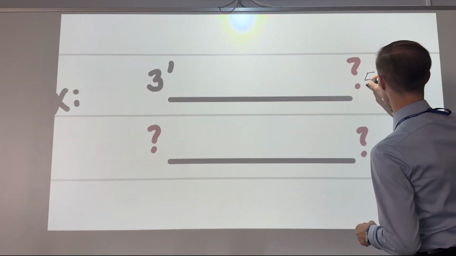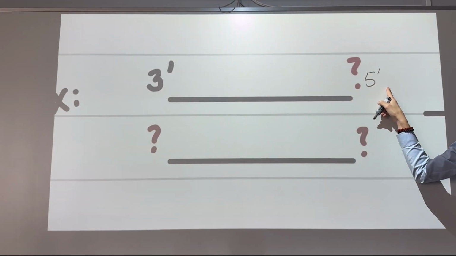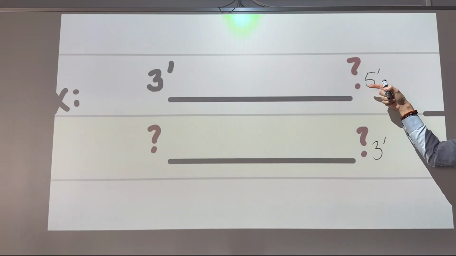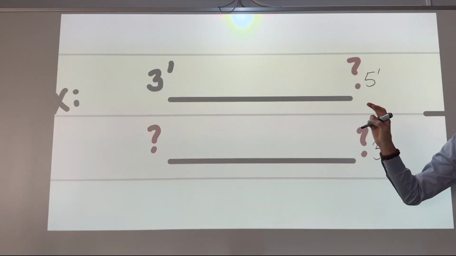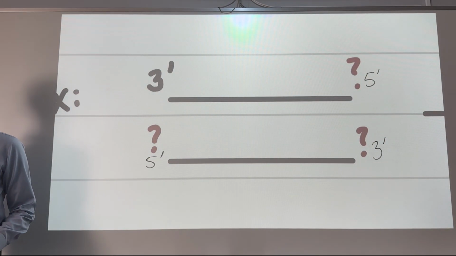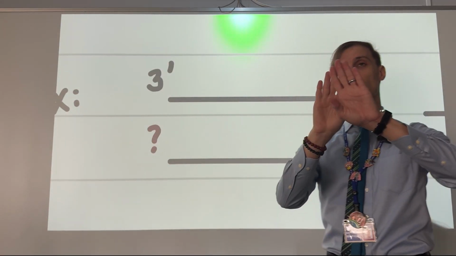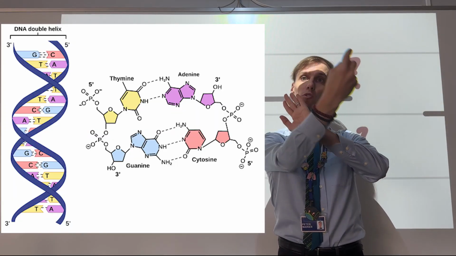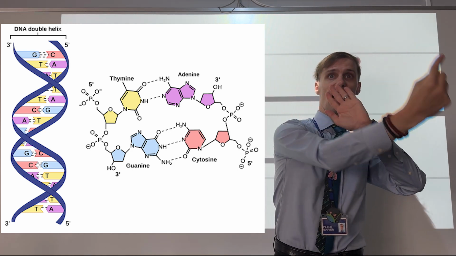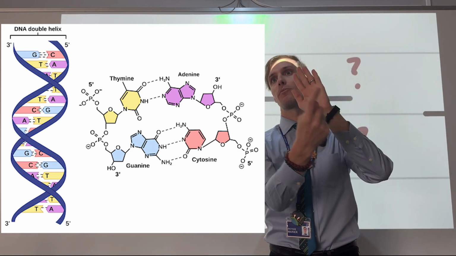If this is 3', that's going to be 5'. That means this has to be 3' because it's going in the opposite direction, which means this has to be 5'. So when the DNA actually coils three-dimensionally, it means that one of the strands is going to be moving, that helix is in the 5' to 3' direction, whereas the other helix is in the 3' to 5' direction.